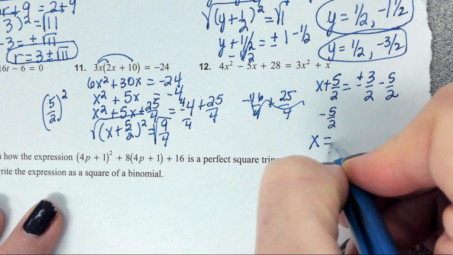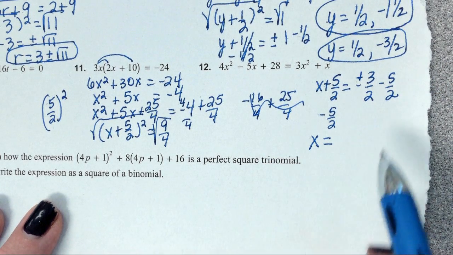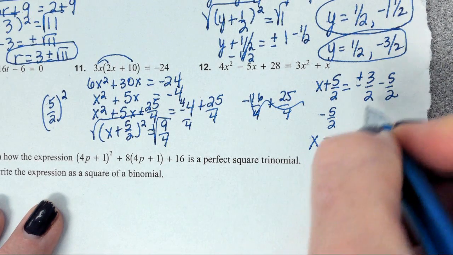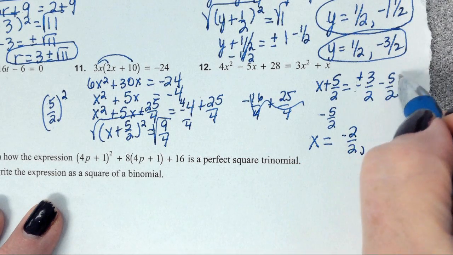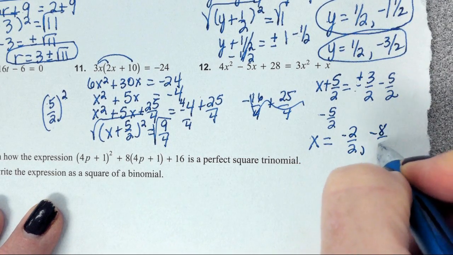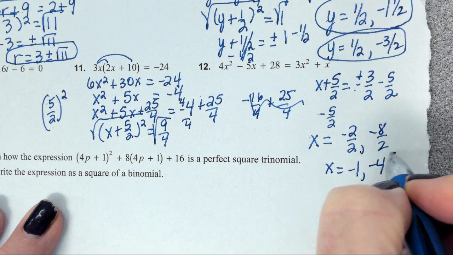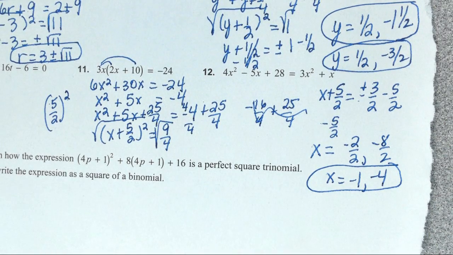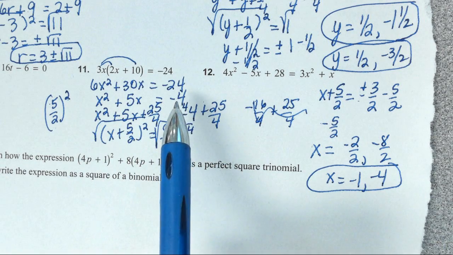And we should always get 2 answers. Every time we should be getting 2 answers. So now we're going to have positive 3 halves minus 5 halves. That's negative 2 halves. And negative 3 halves minus 5 halves. That's negative 8 halves. So I have negative 1 and negative 4. When we get nice answers like that, that means that it could have been just factored at the very beginning.